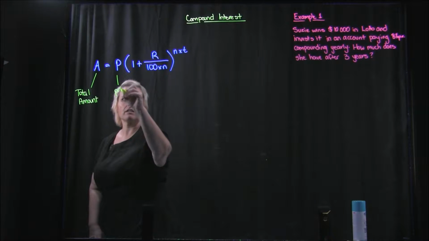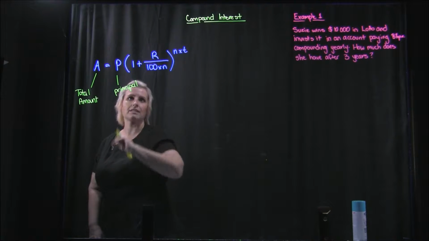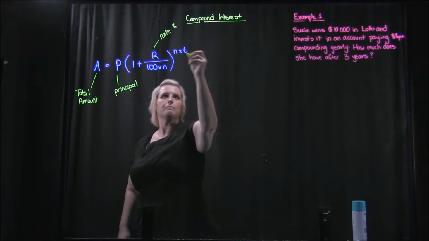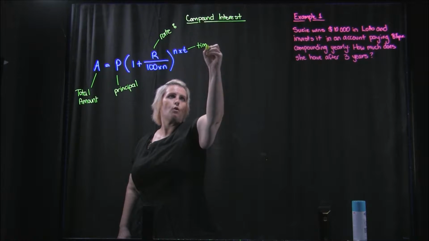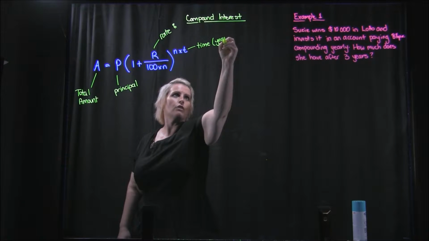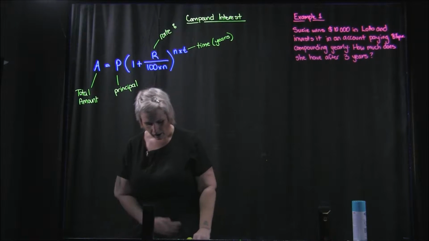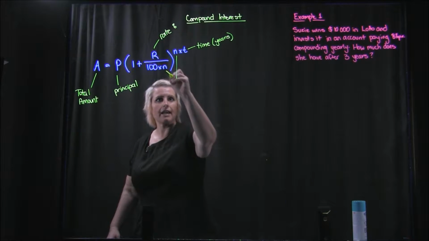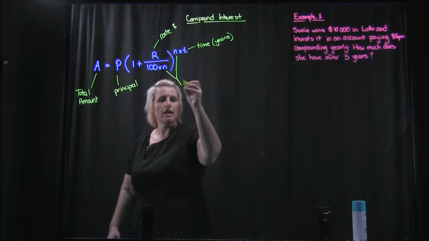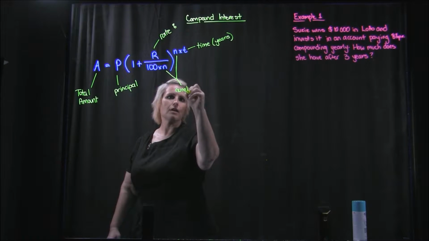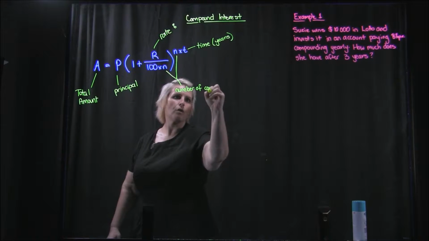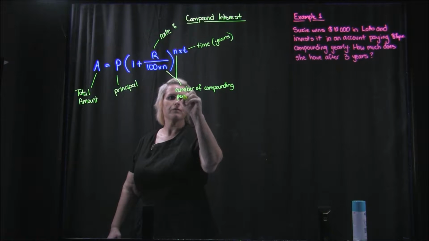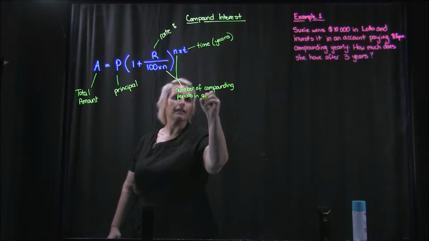P is just like in the simple interest formula, the principal. Again, R stands for rate as a percentage. T still stands for time in years only. And then we have this N. The N is here and here, in two spots. N is the number of compounding periods in a year.